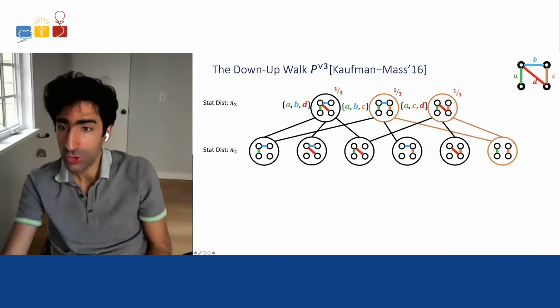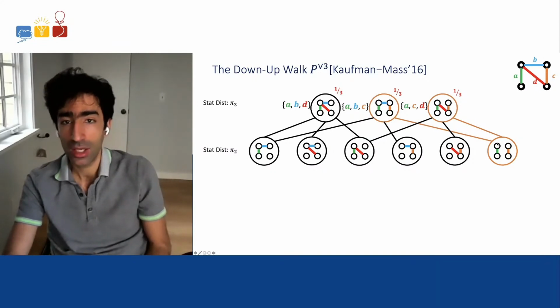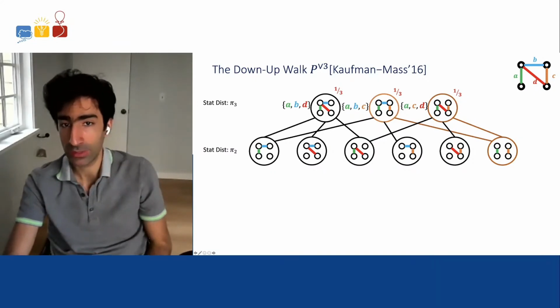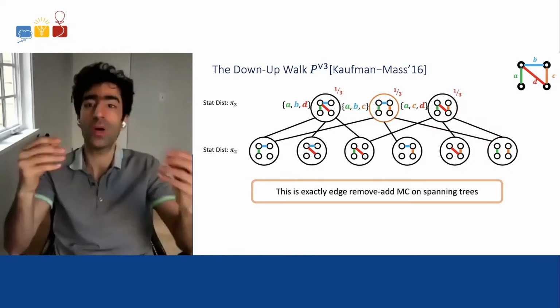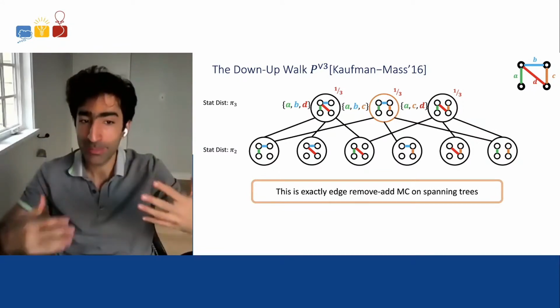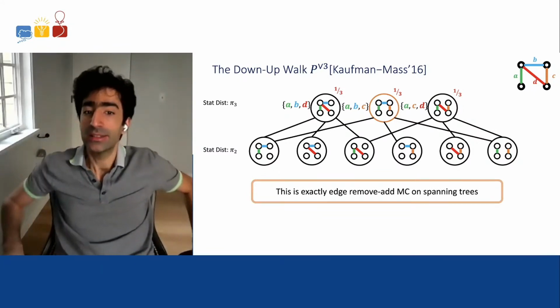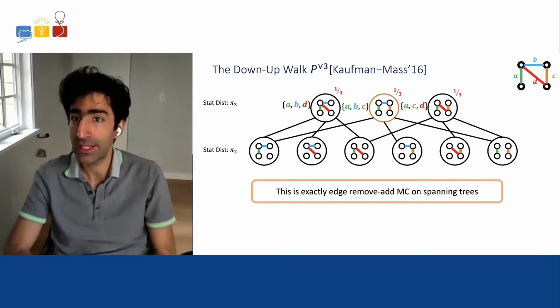There are two trees which have my forest. The probabilities are the same, so I choose one of them uniformly at random. I go back up and so on. So if you think about it, this random walk, this down-up walk I just explained, is exactly the remove-add Markov chain on the spanning tree.